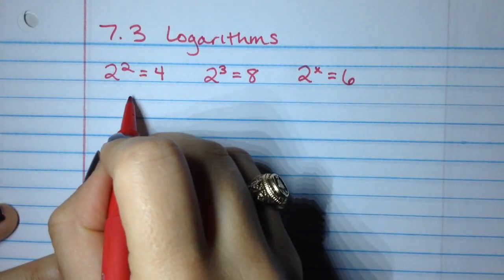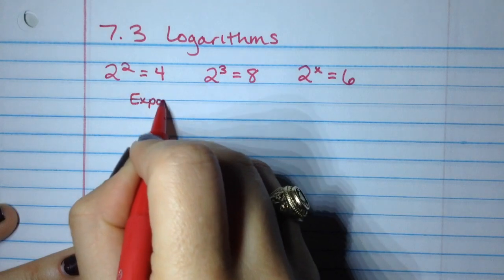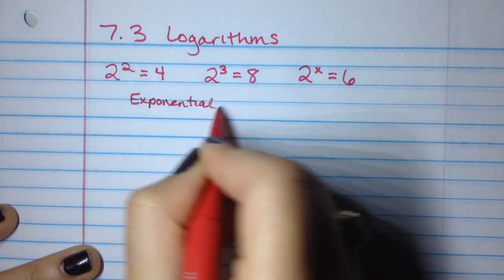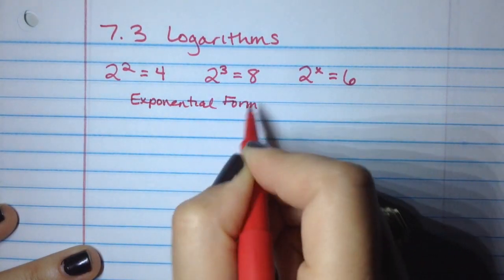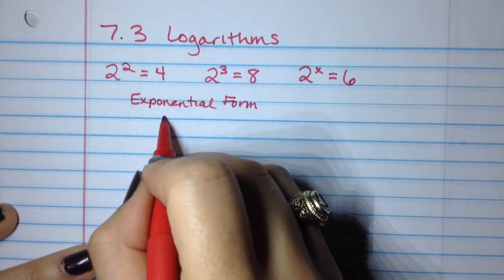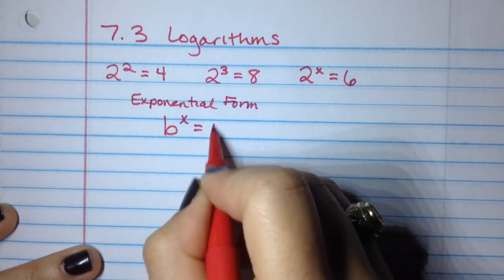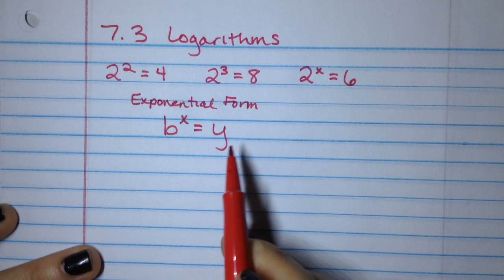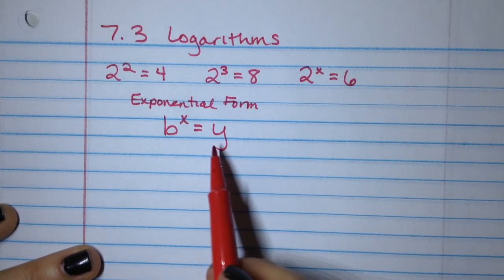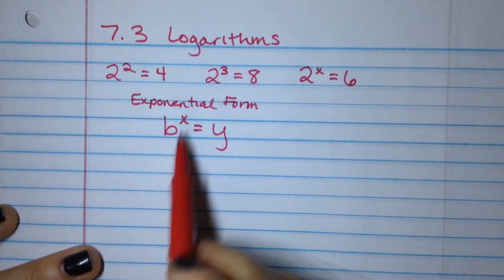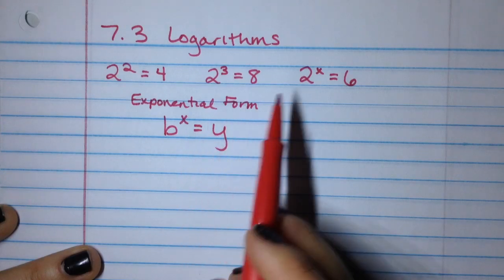Now, this equation is written in what's called exponential form. That's what we've been talking about for the last couple class periods. That would be b to the x power equal to y. Since it's equal to y, it's an equation I can plug in my calculator, where it's base b and it's raised to some power of x. See how these are similar?